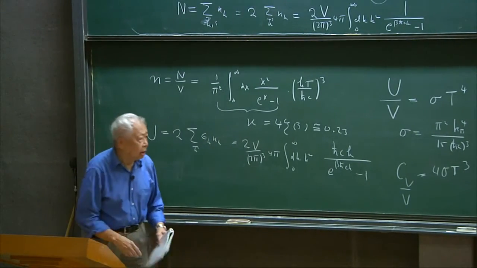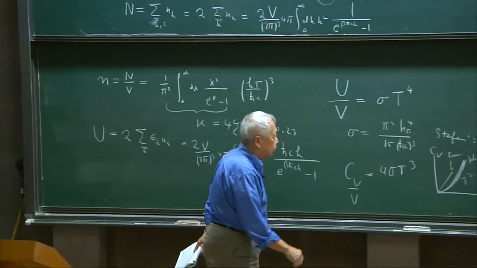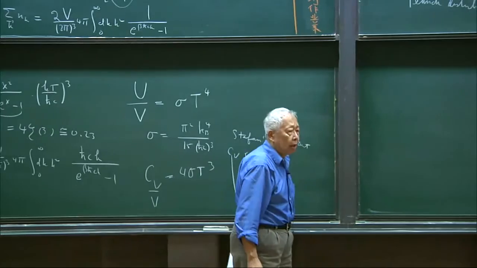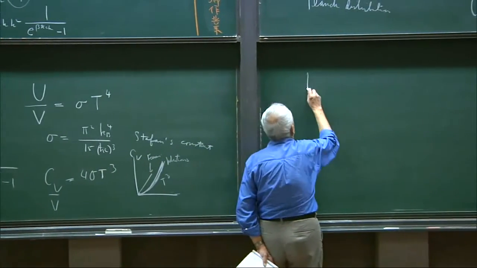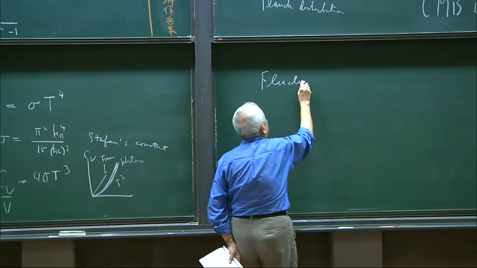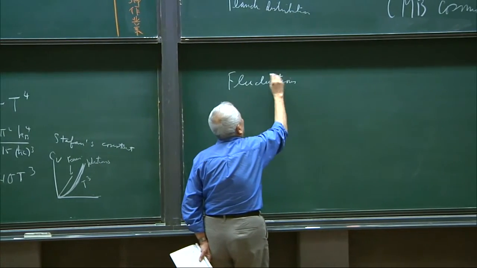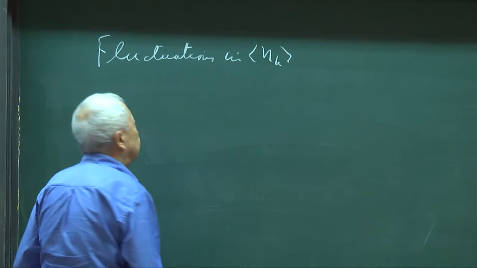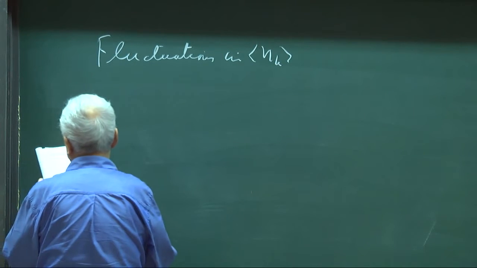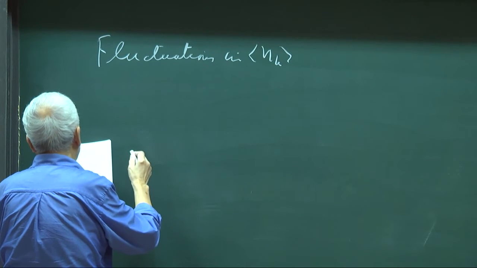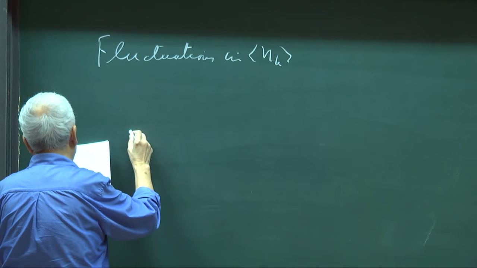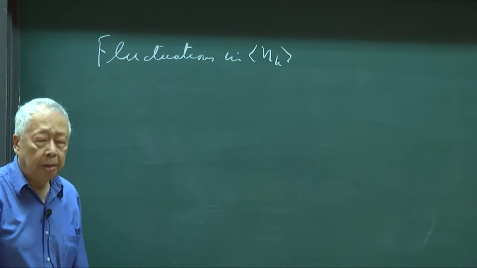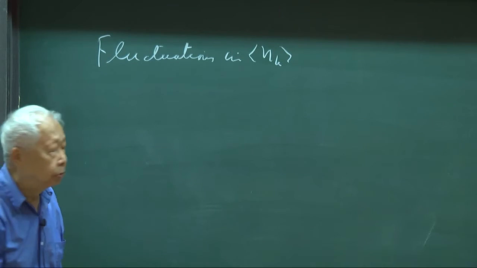You recall that when we discussed the classical gas, we talked about fluctuations in the occupation number. What about the quantum gas? We can also calculate fluctuations in n_k. And this you can calculate from the grand partition function. Again, you can calculate by differentiating the grand partition function twice, like we did before. I'll just quote the formula.